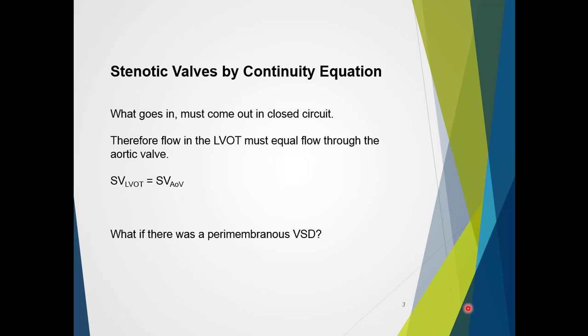Consider if there was a perimembranous ventricular septal defect. A cross-sectional area of the aortic valve calculation would be distorted. The stroke volume through the LVOT would be greater than that of the aortic valve. The aortic valve area would be larger than expected, leading to an underestimation of valve severity.